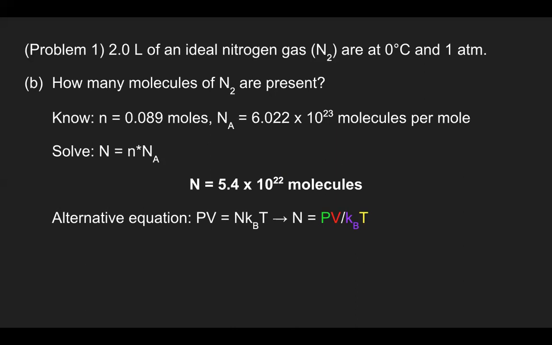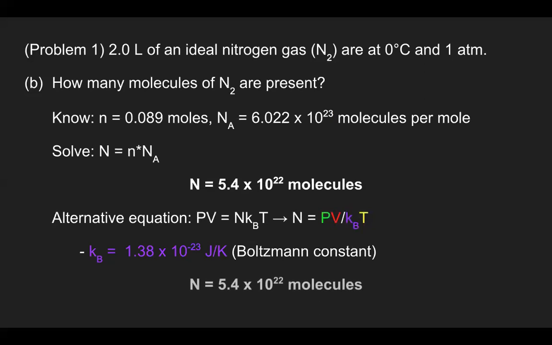When we solve this out, we also know that kB is what we call Boltzmann's constant, and it's the relationship between Avogadro's number and the universal gas constant. When we solve it out, we still end up getting the same value for the number of molecules using the same pressure, volume, and temperature which we used before.